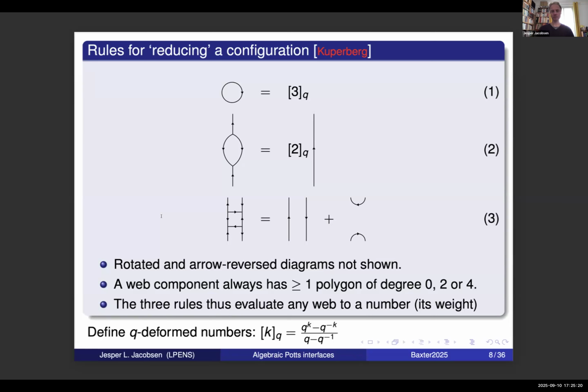So the reason for having these three rules is the following.